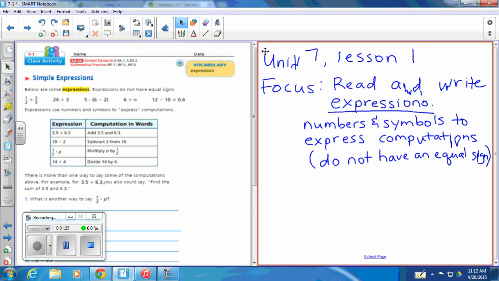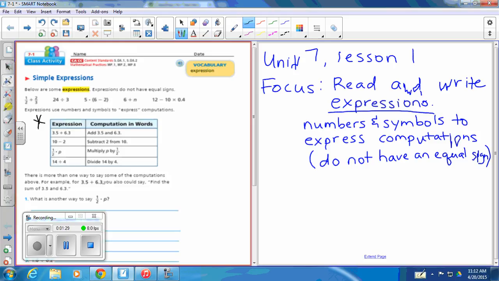So some examples of those are over here on your student activity page. This is student activity page 239. Okay, so you can see in this box we have some expressions. And we have 3 and 5/10 plus 6 and 3/10. That's how we would normally say it, but now what we want to do is really get the language of math down. And when you're working with the language of math, you want to make sure, as you're reading an expression, that you start with a verb.